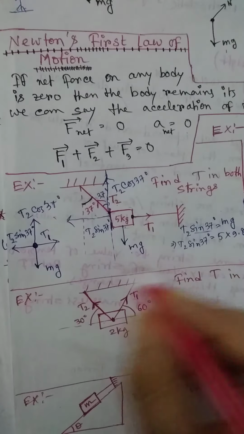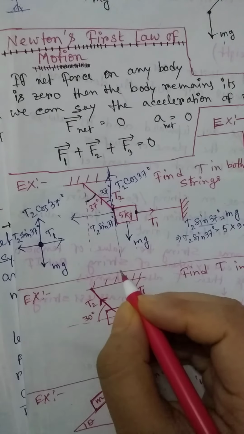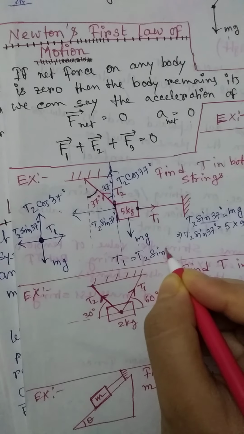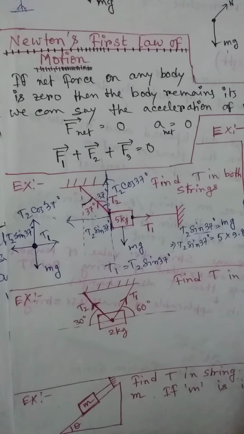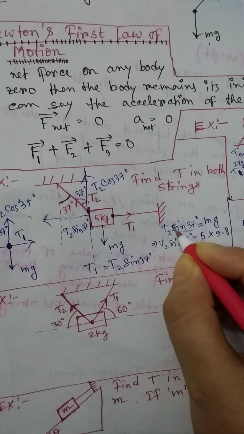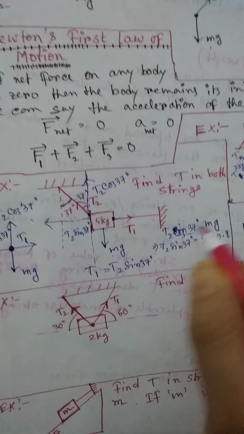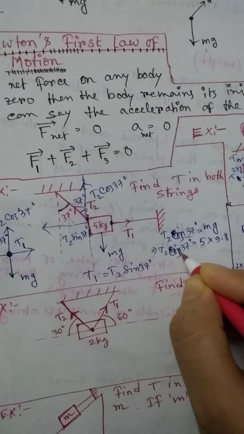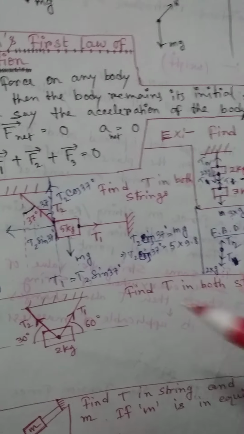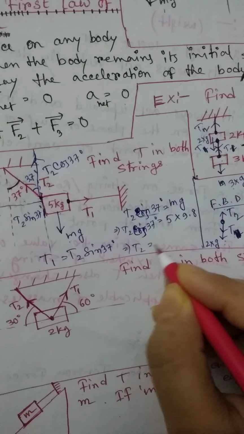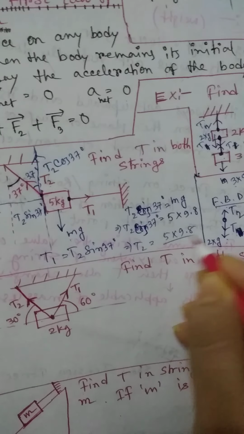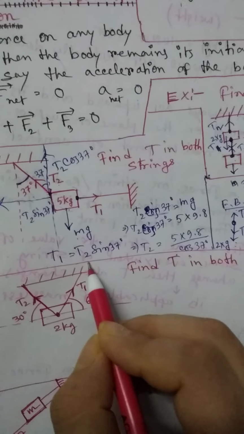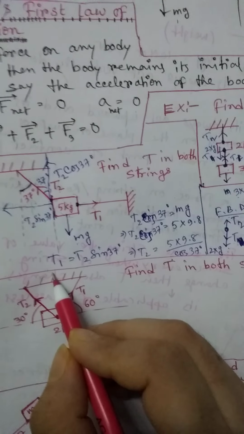And another thing, these two forces are also balanced. That means T1 equals T2 sine 37. Sorry, extremely sorry, this one is cos 37, right? Because in the upward direction the component is cos. So just find the value of T2 from this equation, which equals 5 into 9.8 by cos 37. After finding this, just put this value here, then you can find out the value of T1.